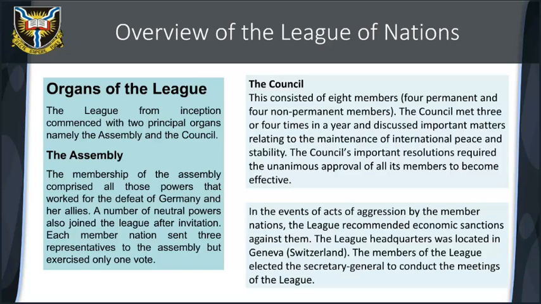The Council met 3 or 4 times in a year and discussed important matters relating to the maintenance of international peace and stability. The Council's important resolutions required the unanimous approval of all its members to become effective. In the event of acts of aggression by the member nations, the League recommended economic sanctions against them. The League headquarters was located in Geneva, Switzerland. The members of the League elected the Secretary General to conduct the meetings of the League.